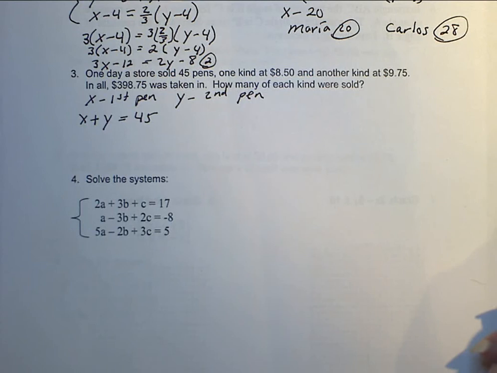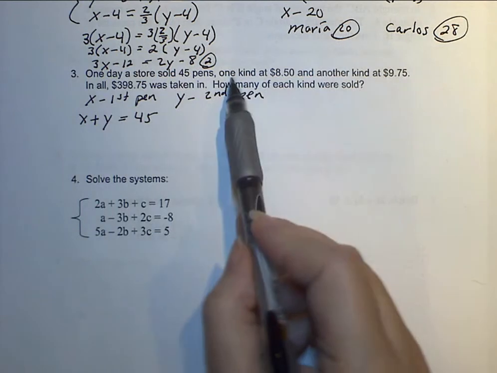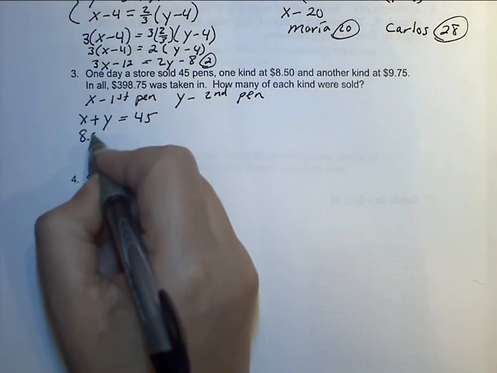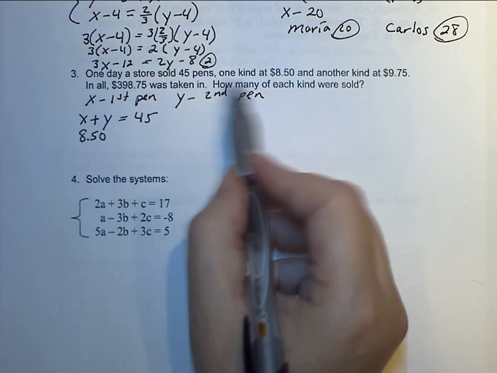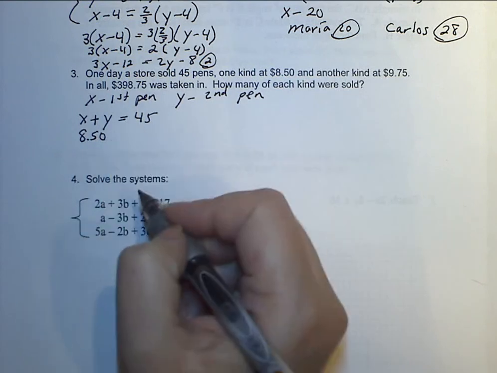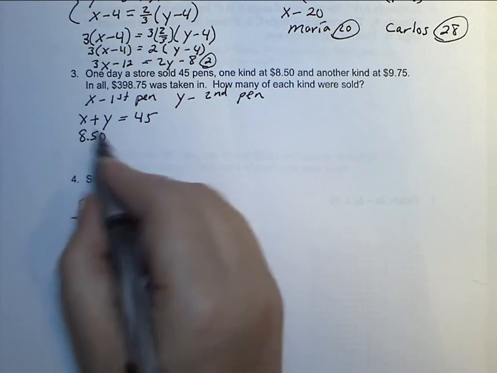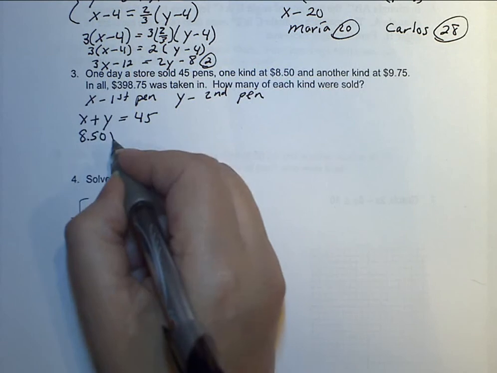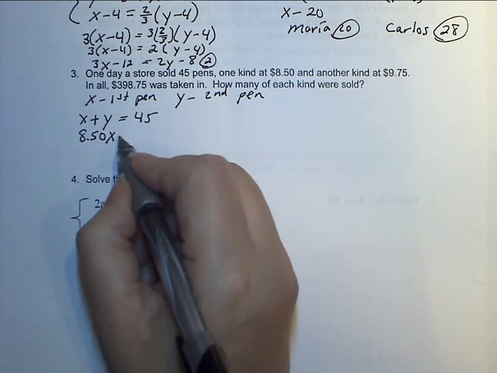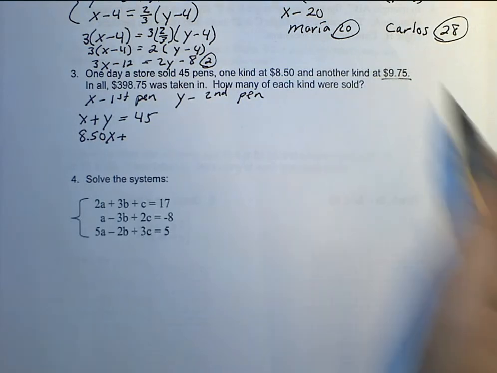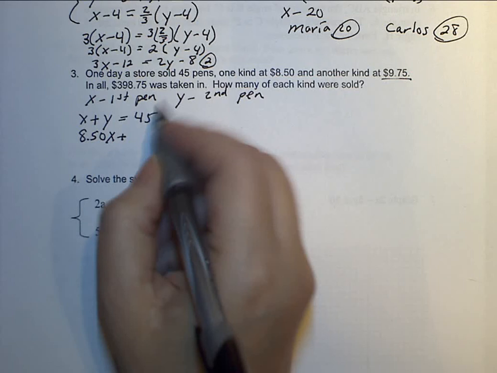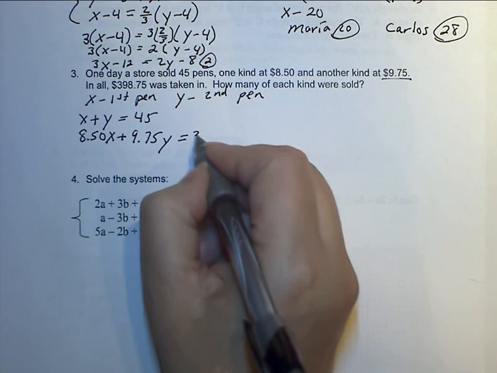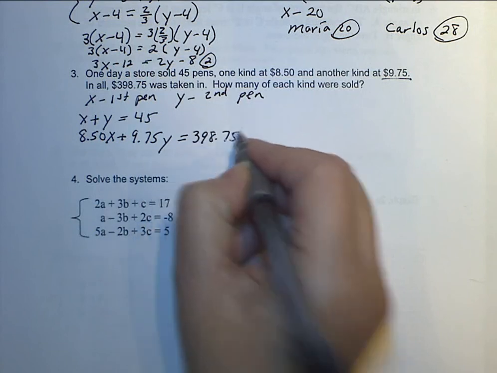Now it says one kind was $8.50, so if I sold one pen at $8.50, I would get $8.50. If this is my first pen, if I sold 2 of them, I would put 2 times $8.50. If I sold 3 of them, it'd be $8.50 times 3. So since this is how much x is costing, we don't know how many we sold, so we're going to put 8.50x plus, so how can we write it for the $9.75? 9.75y, and they brought in $398.75. So that's our system.